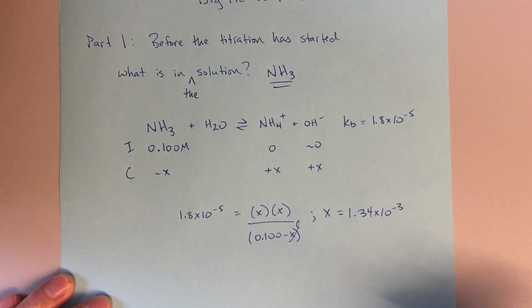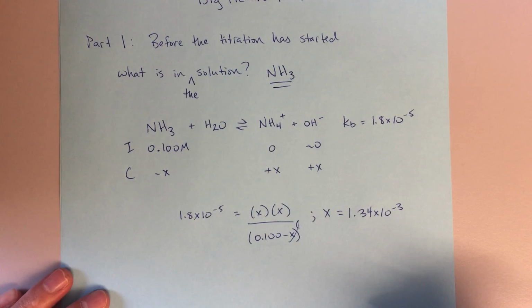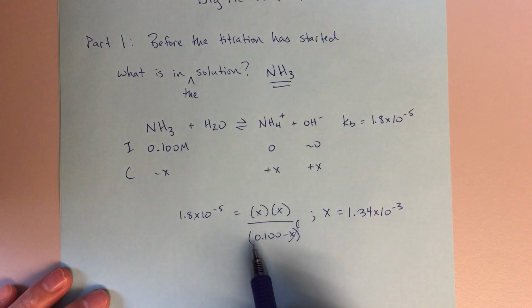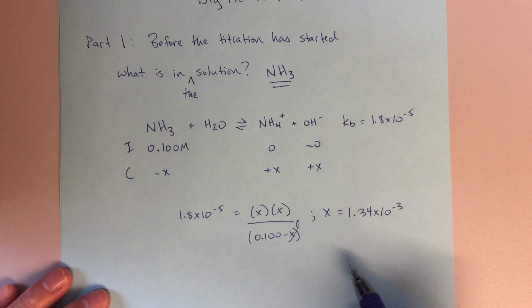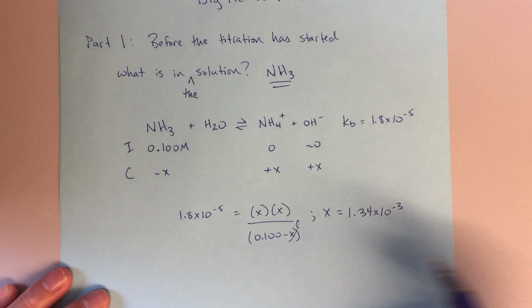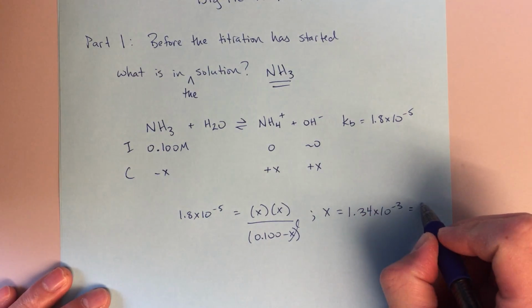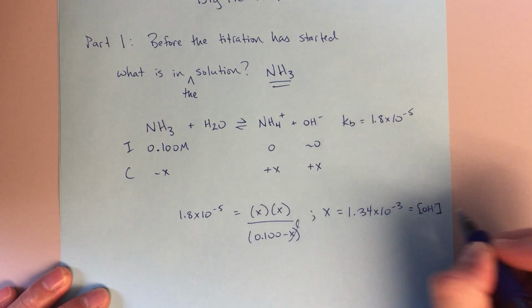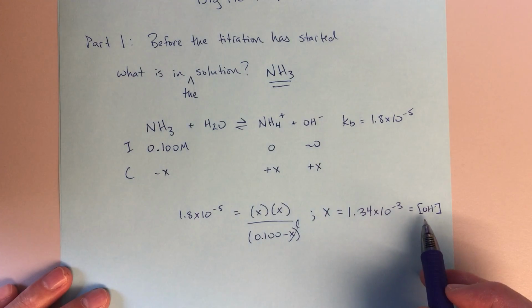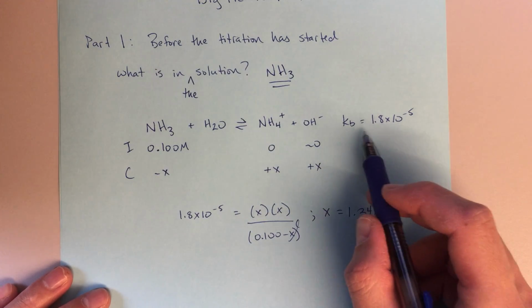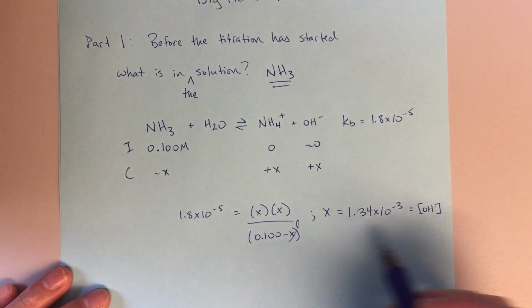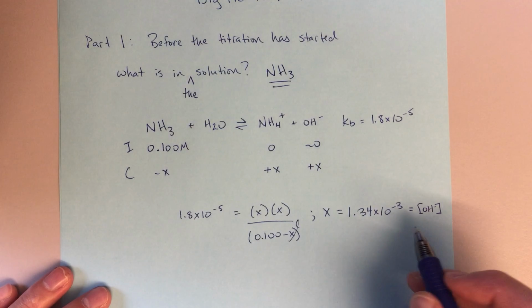This x here, that minus x term, is going to be negligible, right? And we can always do that test. If I say 0.1 minus this x value that I calculated, does that change that value? Not at all. And that's going to equal our concentration of OH minus, right? So again, when we're solving for these x values, you really have to pay attention. Is it a Ka? Is it a Kb? What am I solving for? So that's my concentration of OH minus.